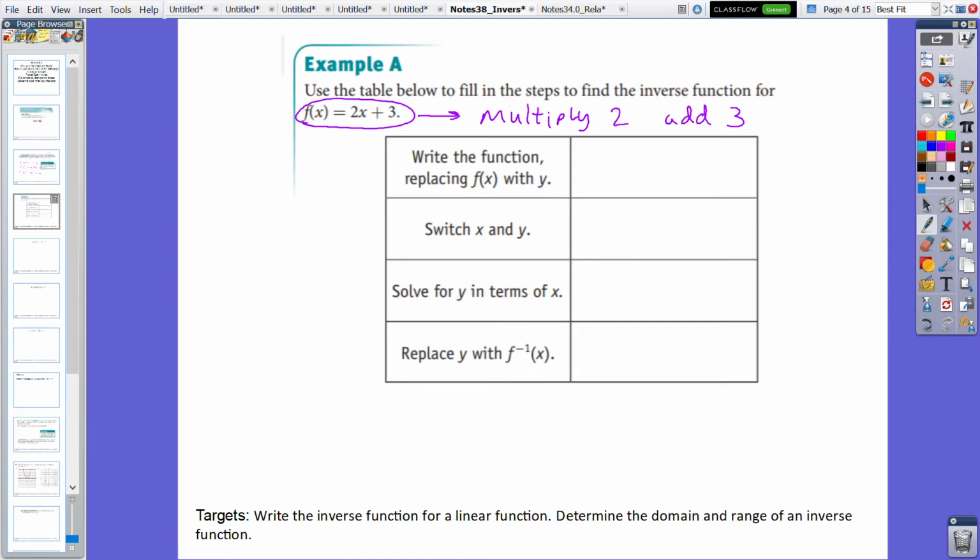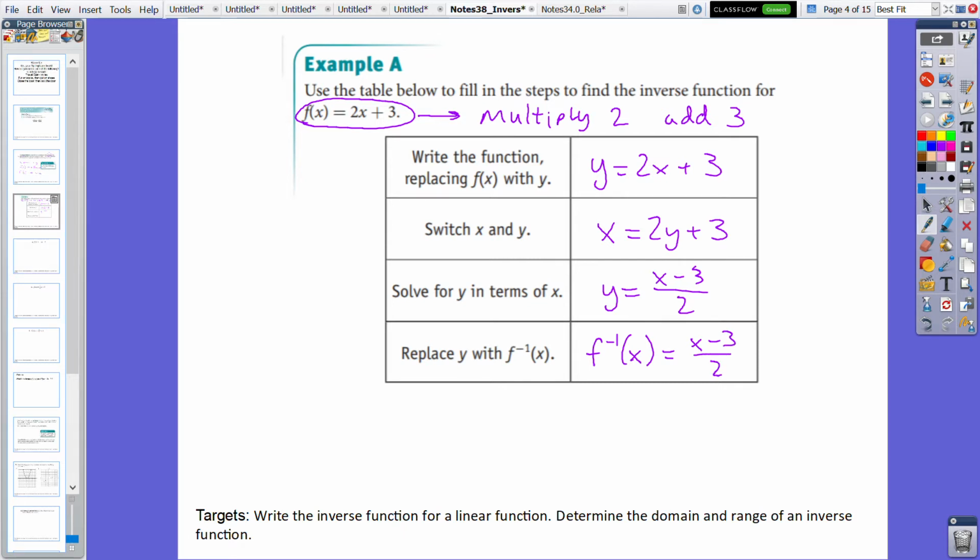So write the function replacing f of x with y. That's easy. That's y equals 2x plus 3. Okay, switch x and y. Once again, easy. It's just notation. That becomes x equals 2y plus 3. Okay. Now solve for y in terms of x. I'm going to streamline this and tell you what that looks like. It's going to look like this. We're going to get y equals x minus 3 divided by 2. Okay, and then replace y with f inverse of x. So then f inverse of x equals x minus 3 divided by 2.